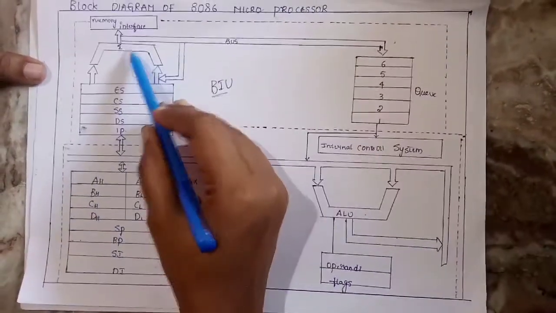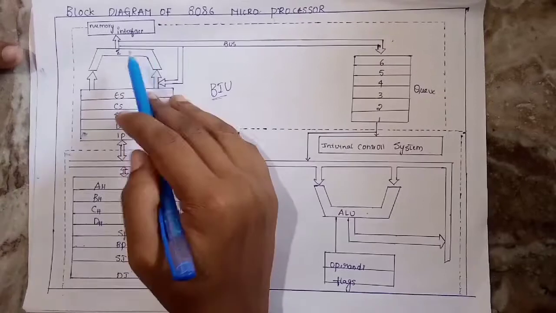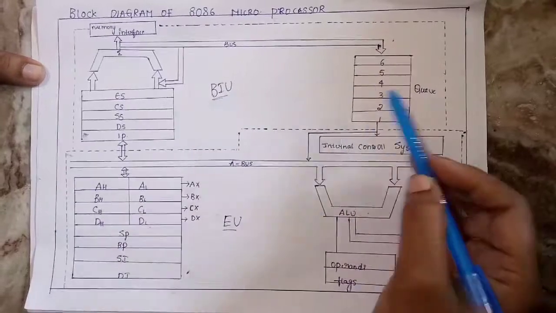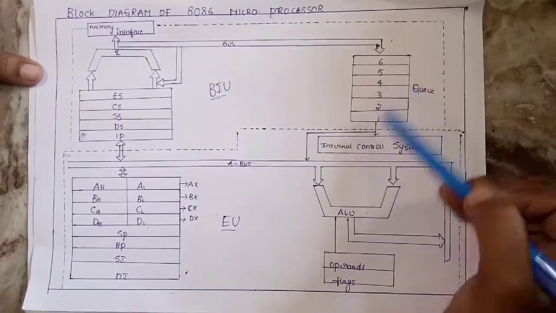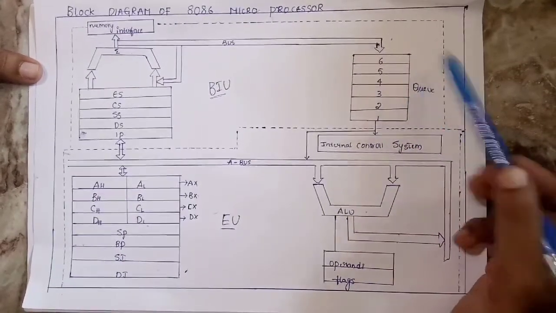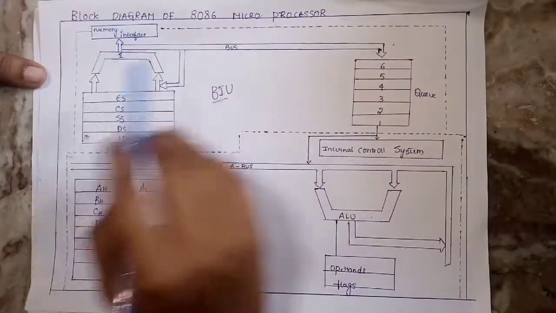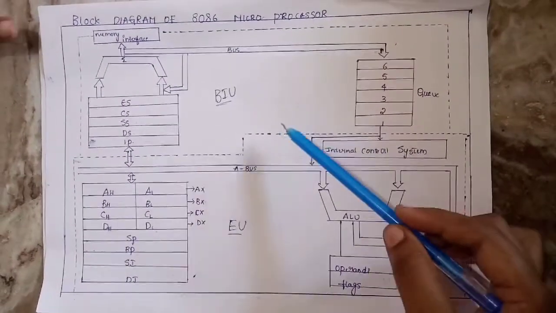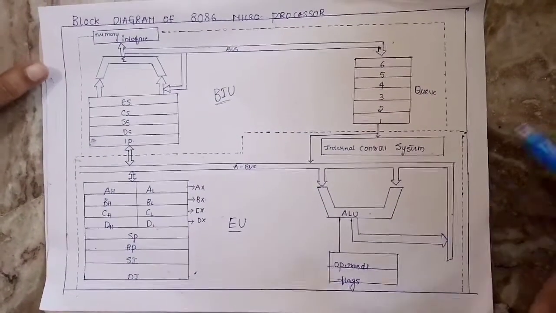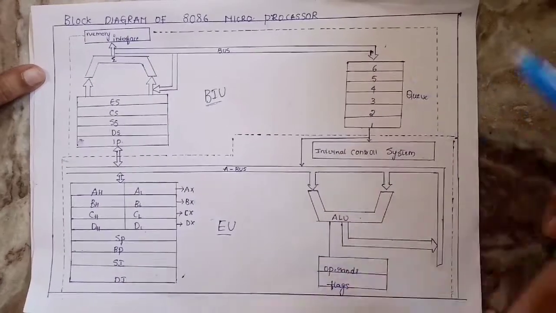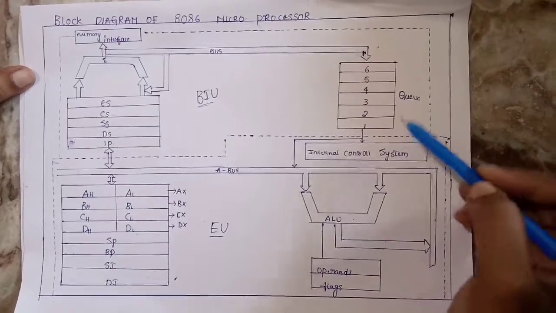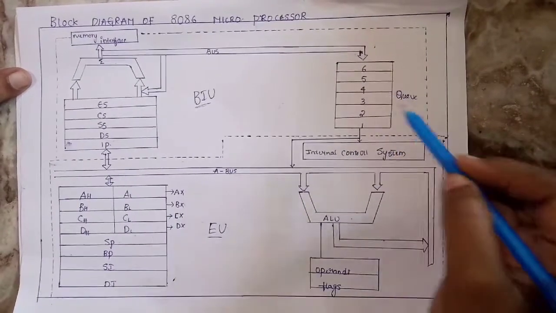And then there is the address generator, the 20-bit address generator. It generates the 20-bit physical address, and it has the queue. The queue is a 6-byte register, which stores the prefetched instructions. The bus interface unit is responsible for the data transfers, and the prefetched instructions are stored in this queue. The queue operates on the principle of FIFO, that is first in first out.